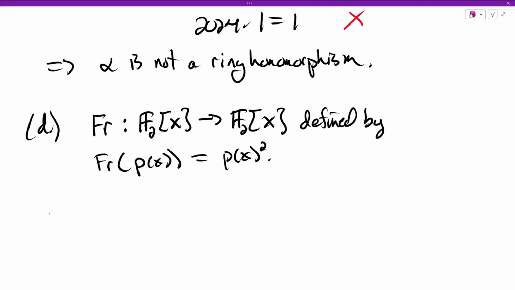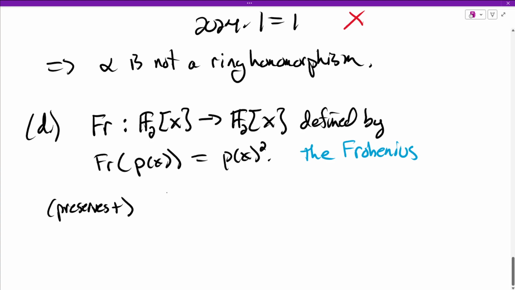So let's go through the checks. This Fr, the reason why we have the notation Fr, this function is usually called the Frobenius. So that's what the name is of this function. And there's lots of different types of Frobenius functions. This is the one for this ring. All right, let's check if it preserves plus. So we need to check that Fr of, I'm going to drop the of x notation.